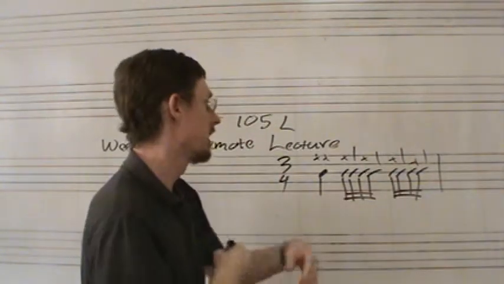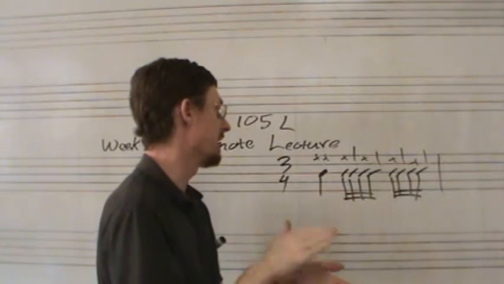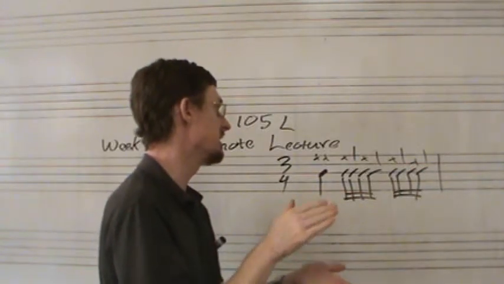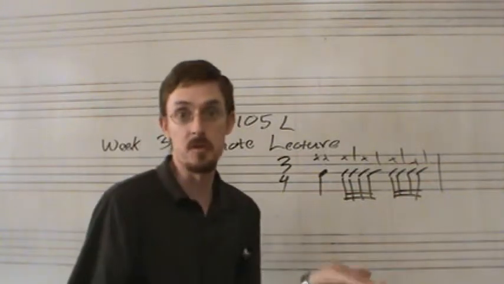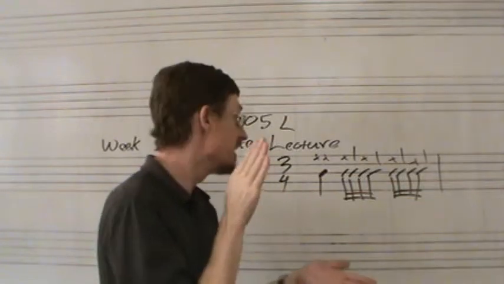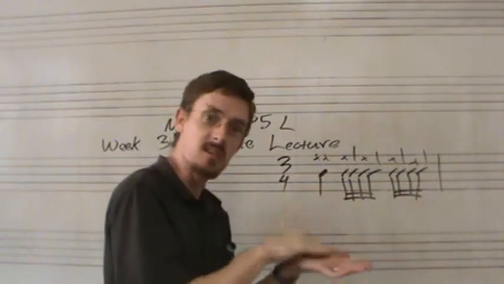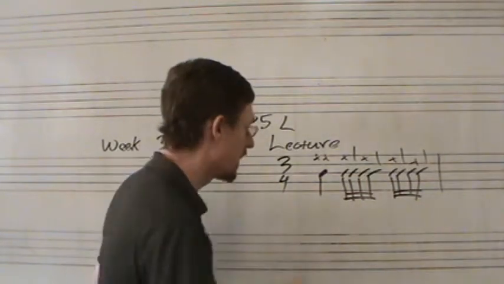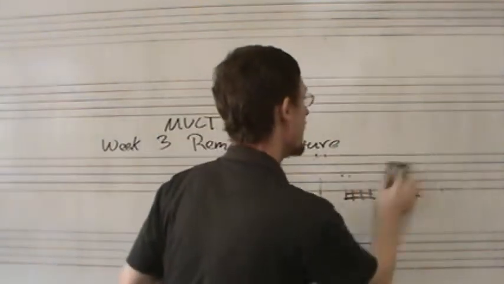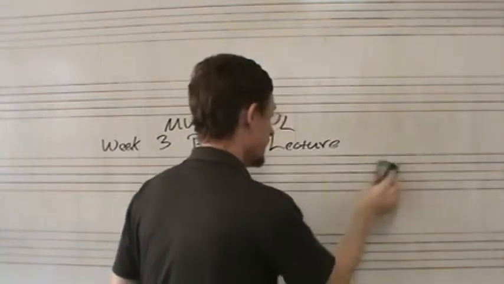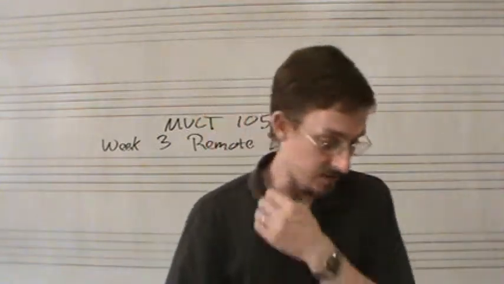You could go 1 and 2 and T, T, T, T, T, T, T, and there would be nothing to tell if you were right or wrong. But here, T, tiki, tiki, tiki, tiki, tells you exactly where to place those beats. Okay, it's very important. Subdivision is the most important rhythmic concept.